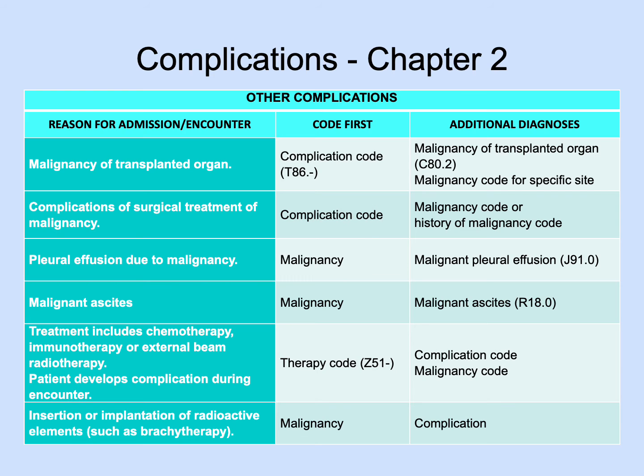Pleural effusion due to malignancy. Malignancy, then malignant pleural effusion, J91.0. Malignant ascites. Malignancy, then malignant ascites, R18.0.